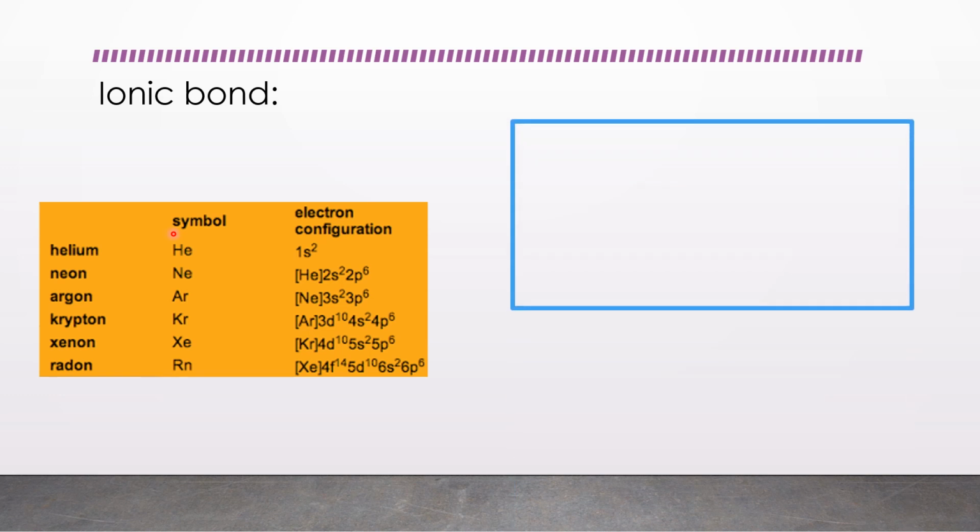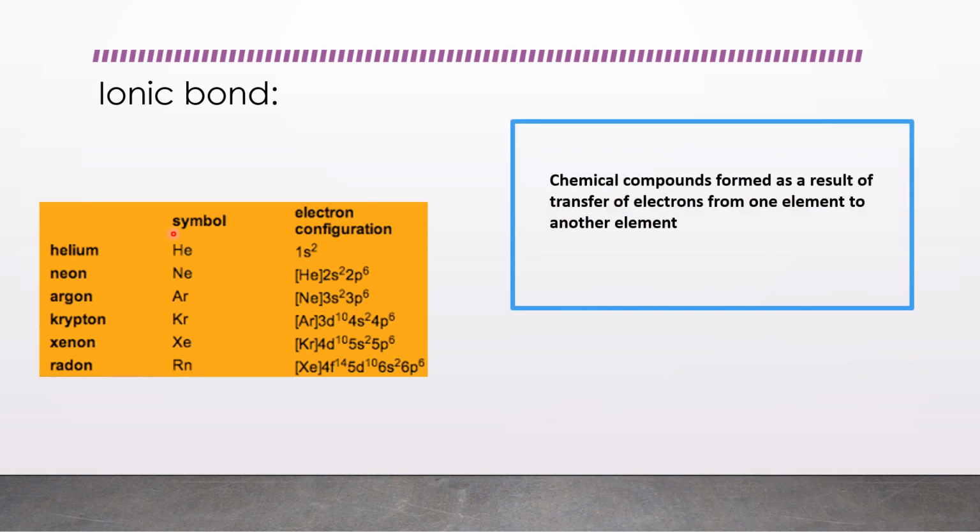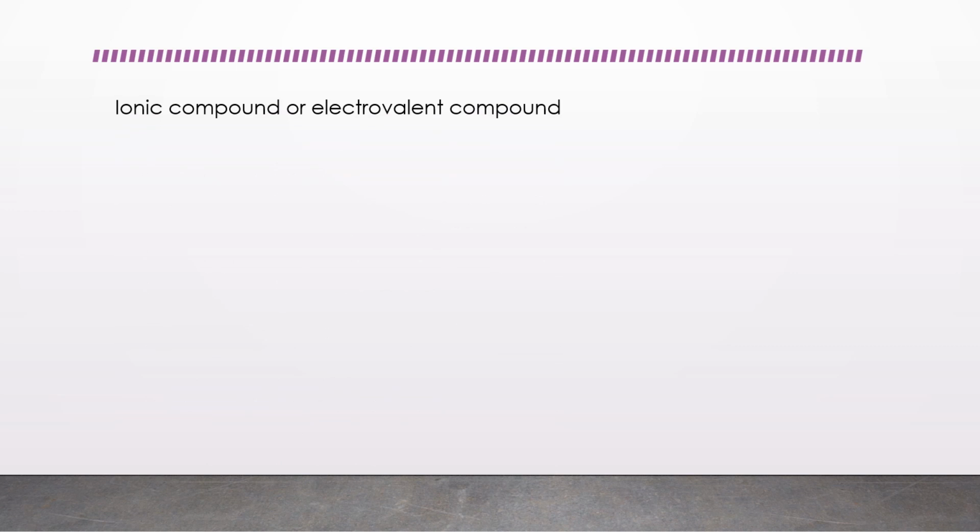And now let's see the definition for ionic bond. Ionic bond means a transfer of electrons from one element to another element. Note that the important word is a transfer of electrons. And then ionic bond is otherwise known as electrovalent bond. In an ionic compound, the force of attraction is electrostatic force of attraction. It is a very strong force.